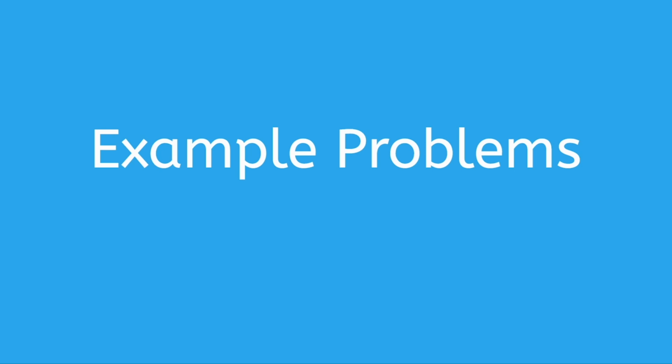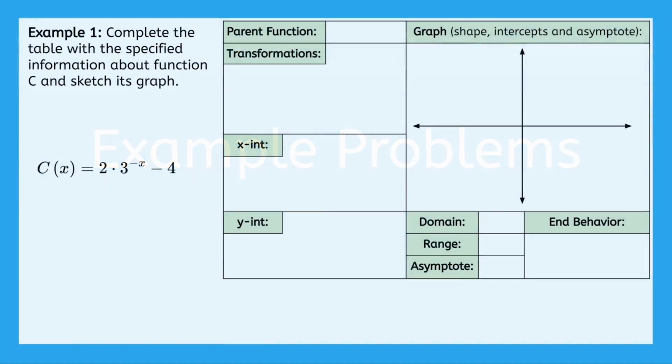Let's look at some examples of graphing transformations of exponential and logarithmic functions. Let's look at the function c of x equals 2 times 3 to the (minus x minus 4). Our graphs in this lesson don't need to be very exact. We will only focus on drawing sketches that show the shape, the intercepts, and the asymptote of the function.